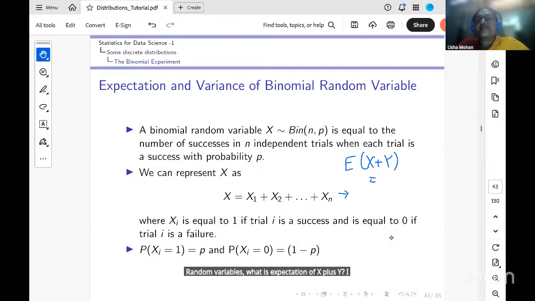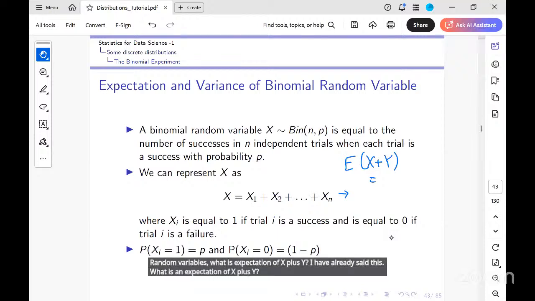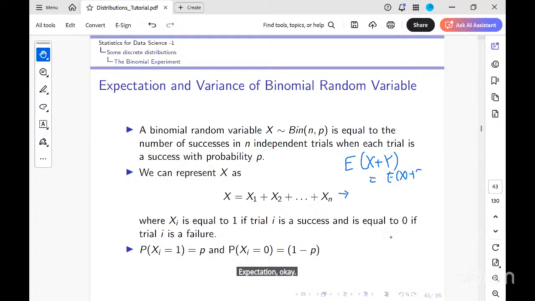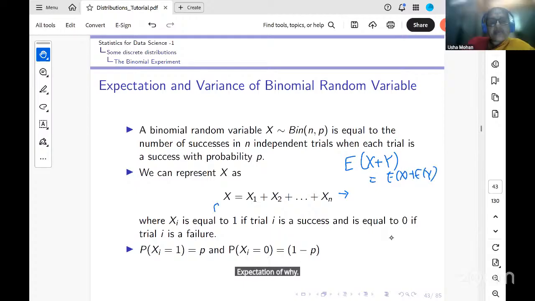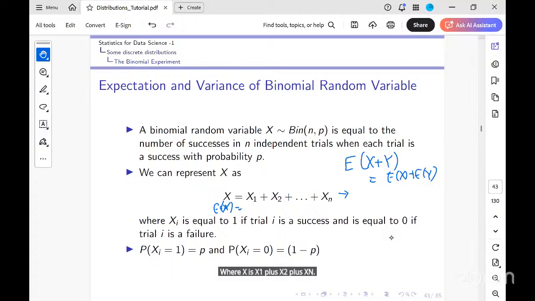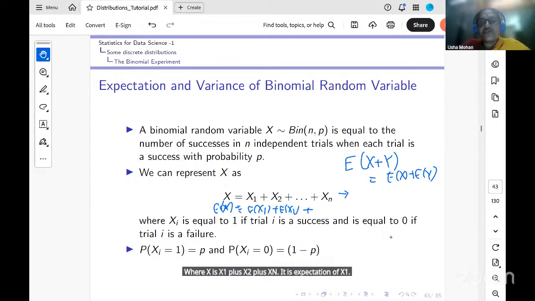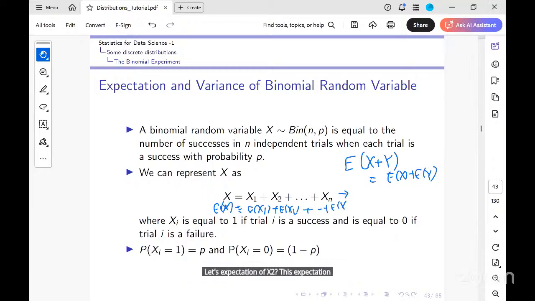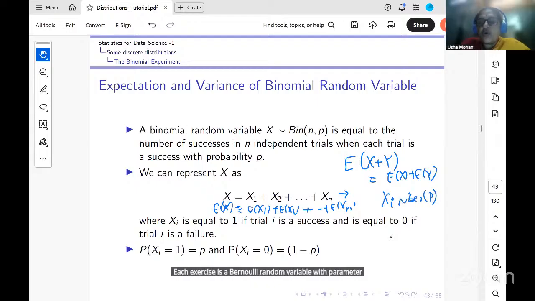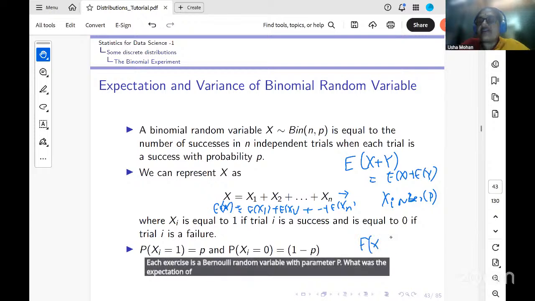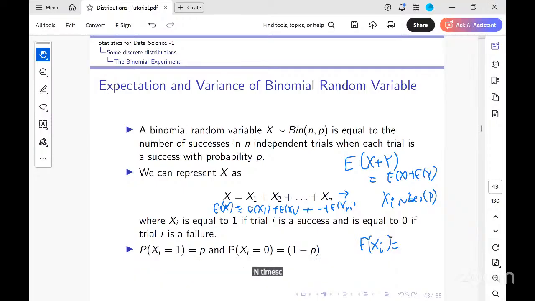I have already said this. What is an expectation of x plus y? Expectation of x plus expectation of y. So what would expectation of x be in this case, where x is x1 plus x2 plus xn? It is expectation of x1 plus expectation of x2 plus expectation of xn. Each xi is a Bernoulli random variable with parameter p. What was the expectation of each xi? What is expectation of a Bernoulli random variable? It is p, right?